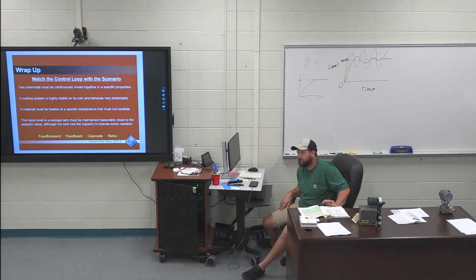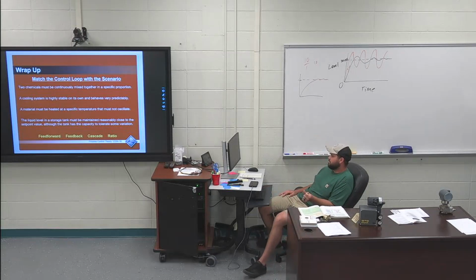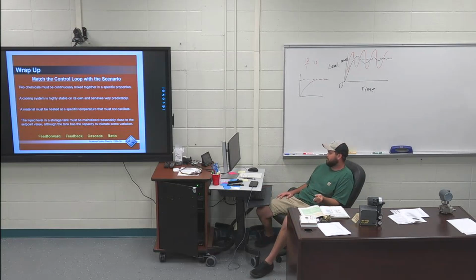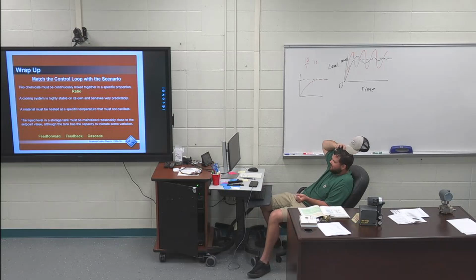Everybody look up here on the board. Let's go through, match the control loop with a scenario. So if I have 2 chemicals that must be continuously mixed together in a specific proportion, what type of control am I using? Ratio. Number 2, a cooling system is highly stable on its own and behaves very predictably.